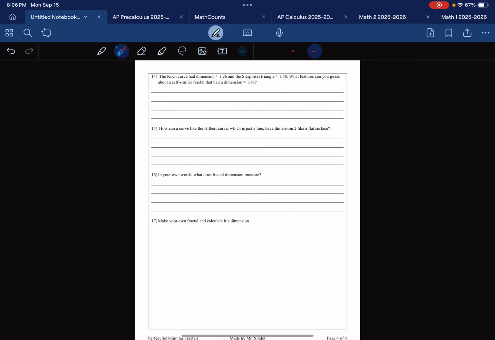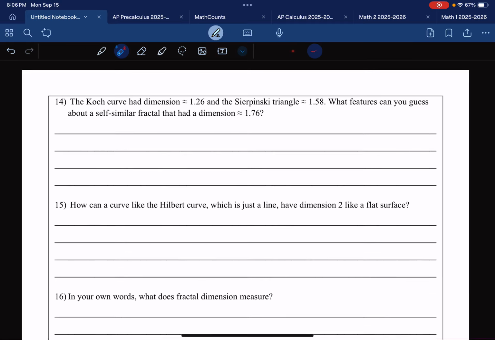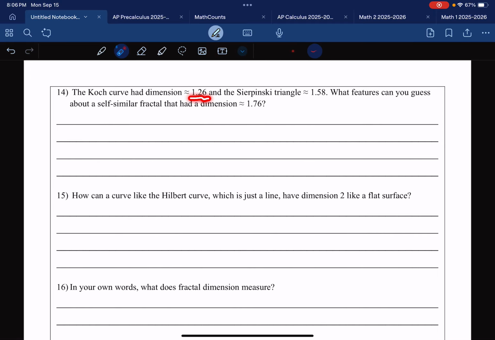All right, what about number 14? So we know that the Koch curve, the one with the triangle interrupting it, had a dimension of 1.26, and the Sierpinski triangle had a dimension of 1.58. Again, I'm running 2 decimal places. I don't know why I randomly switched. I apologize. What features can you guess about a self-similar fractal that you've never seen before that also has a dimension, and this one is 1.76? We'll notice that it's getting higher and higher every single time.